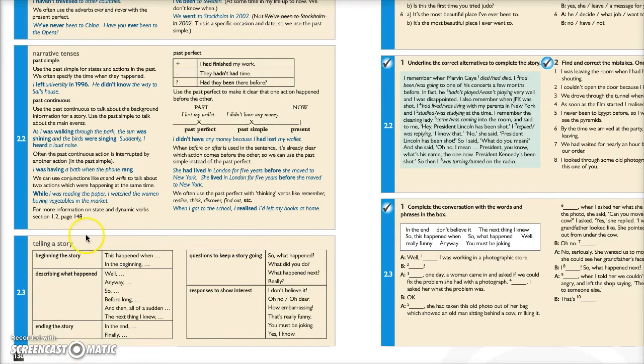In this part, on page 130, you have a chart here, actually two charts, with expressions for these sequencers: beginning of the story, describing what happened, ending of the story. So you actually can correct the previous activity with these. And then questions to keep a story going, like we said at the beginning. These are like, so what happened? So what did you do? And what happened next? Really?